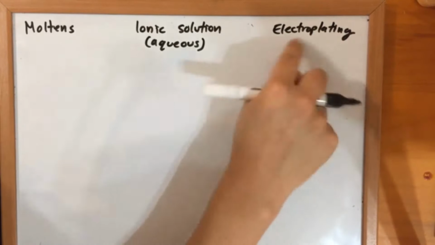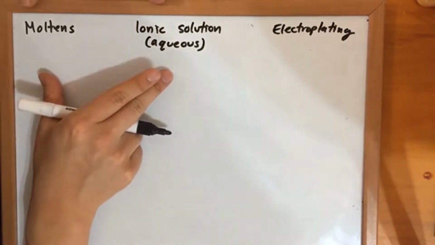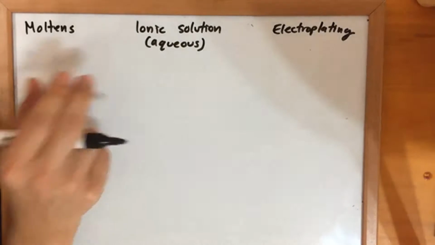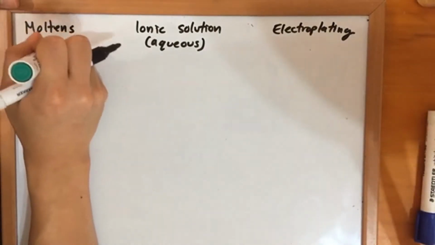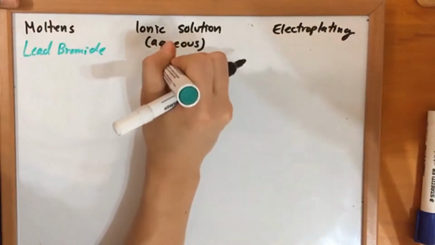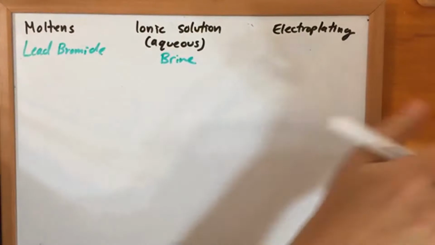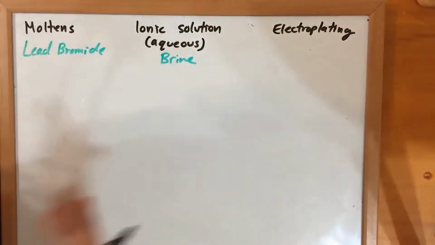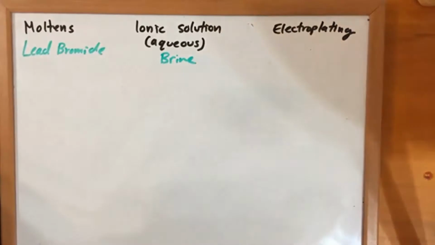Okay, so this one I'm not too concerned about. These two are the ones that you absolutely need to know. The examples that I'm going to use for this one are lead bromide, and then the electrolysis of brine. These are the examples that I used in class. I'm going to quickly go over them again, and then I'll give you guys more examples that go on top of this, okay?